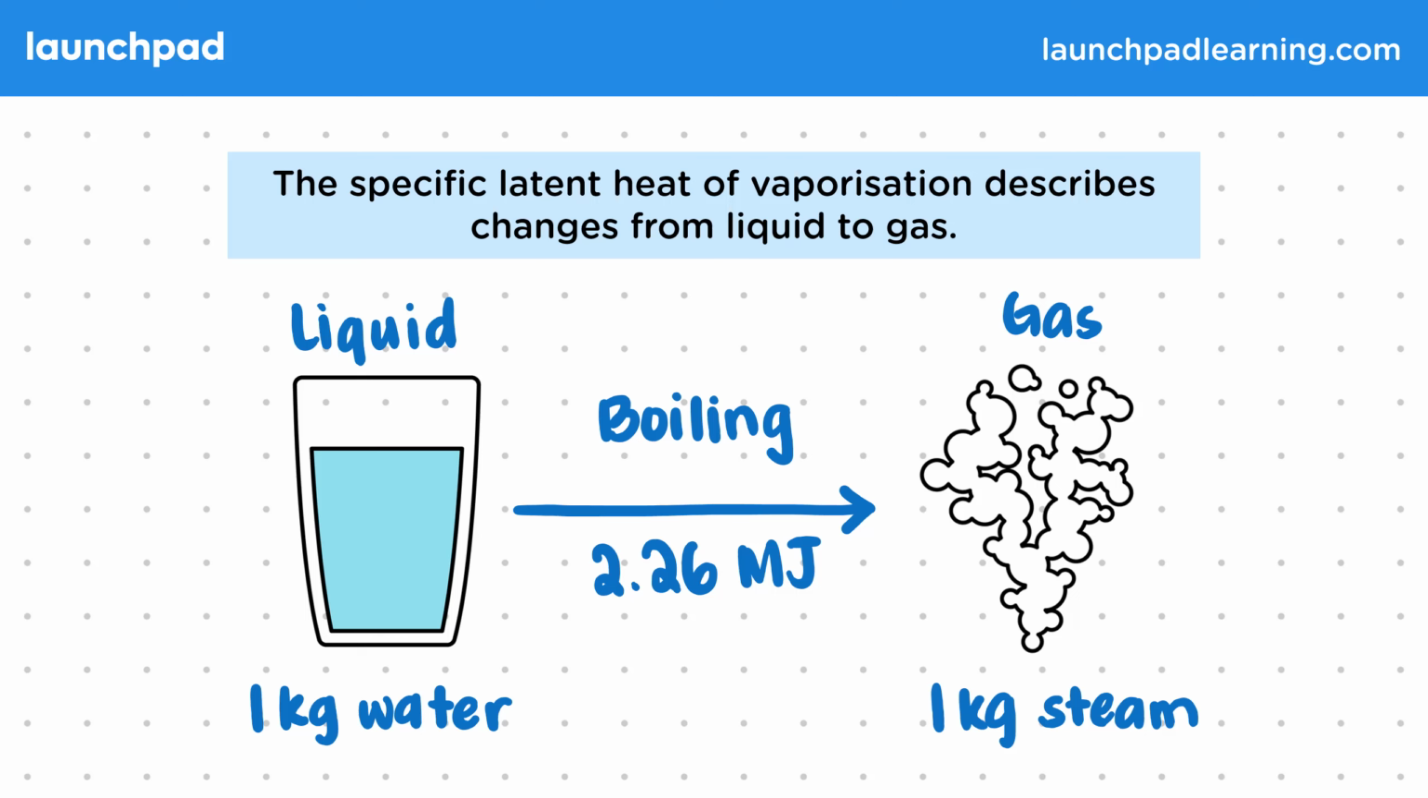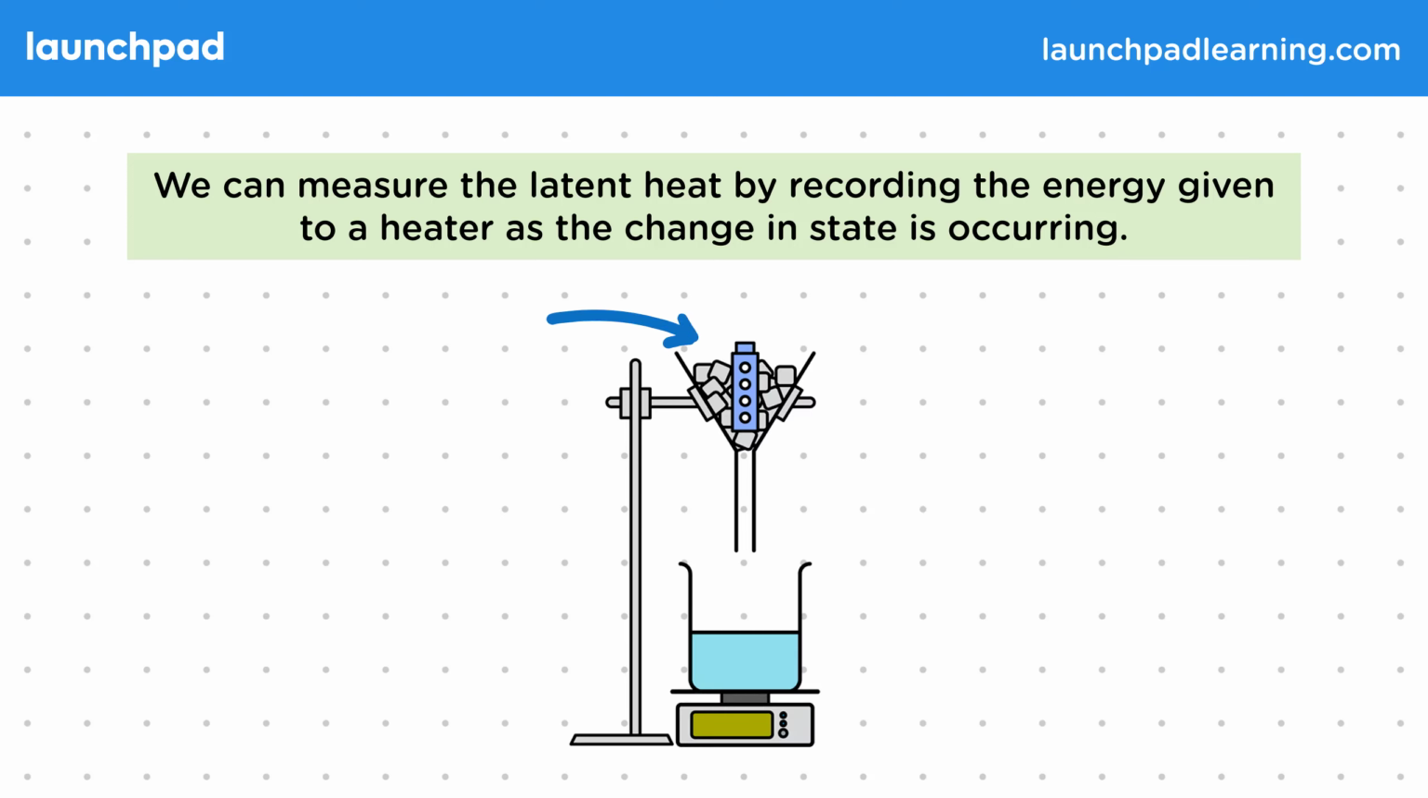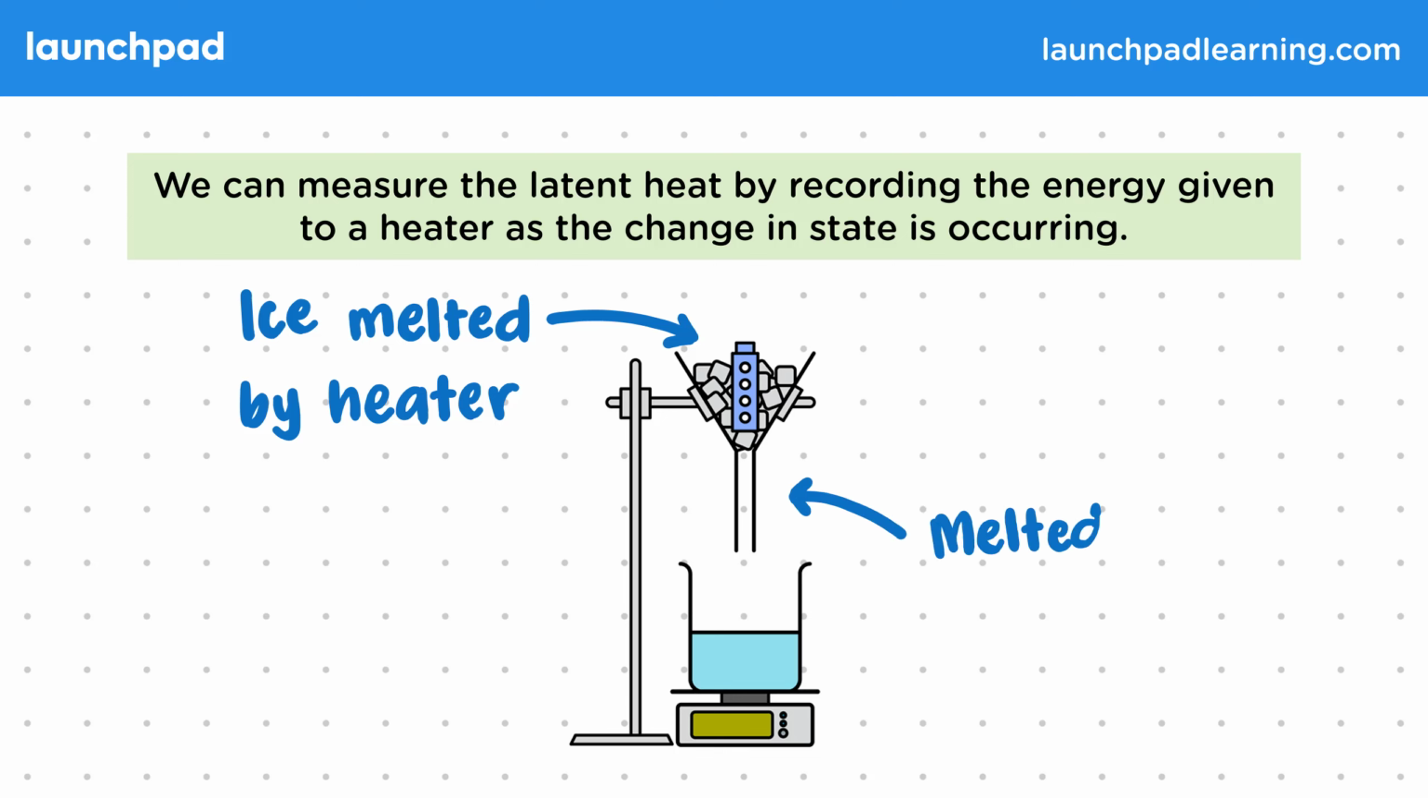So how can we accurately measure a latent heat? Well, we can measure the latent heat by recording the energy given to a heater as the change in state is occurring. So a heating device can be placed in the ice. An electronic heater is used as it works faster than a heat flow from the surroundings. When the ice melts, the liquid can flow through a funnel and drop into a beaker.